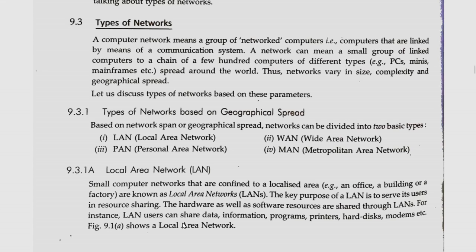For instance, LAN users can share data, information, programs, printers, hard disks, modems, etc. All these sharings are possible because of the presence of this LAN. So it is very beneficial whenever you are in a small area network.